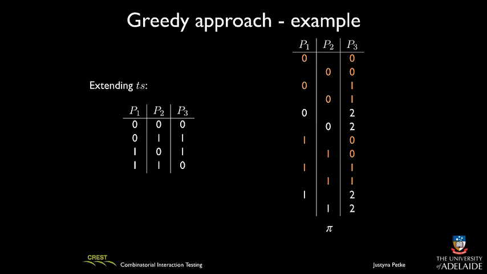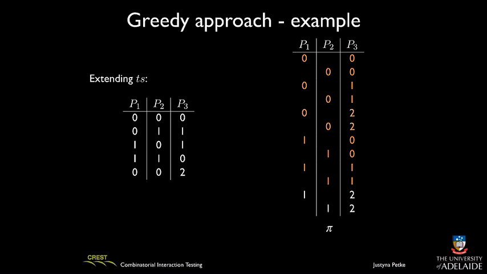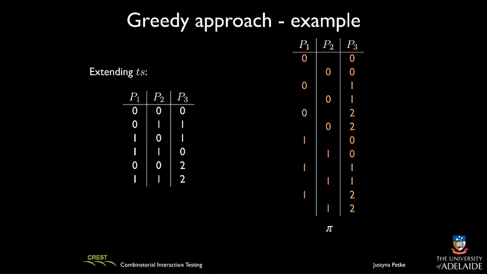Well, for example, 2, 2, 0 is missing, so with 0, 0, 2, 0, 0, 2, 1, 1, 2. These 2 could be added. Or we could add 0, 1, 2, because this would cover 0, 1, 2, this one, and 0, 1, 2, also this one. So there are at least 2 different combinations of 2 additional test cases that could be added. And now everything's removed from our combinations. And that's it.